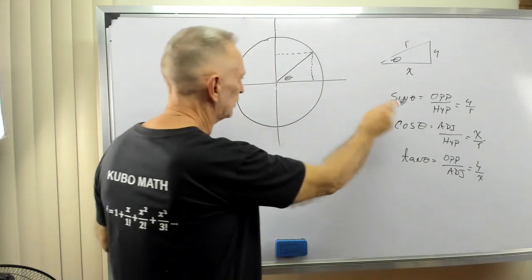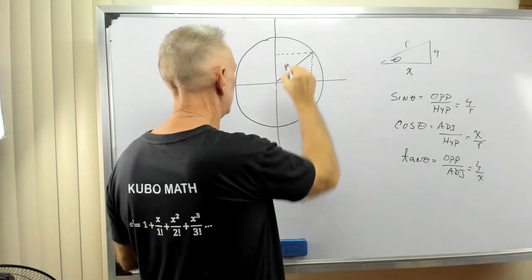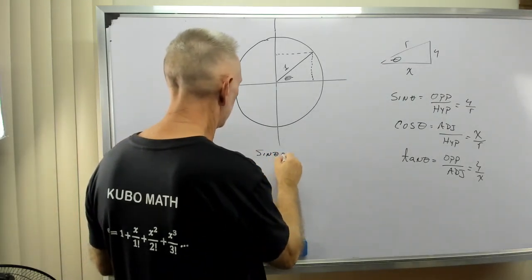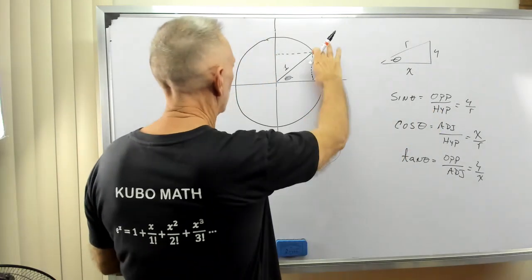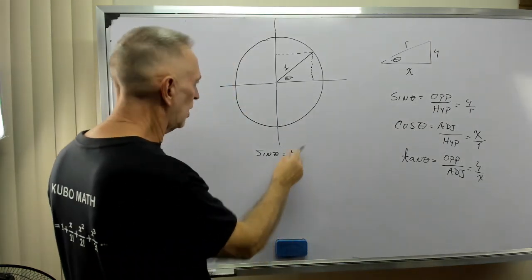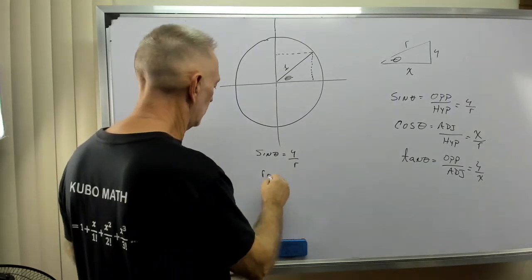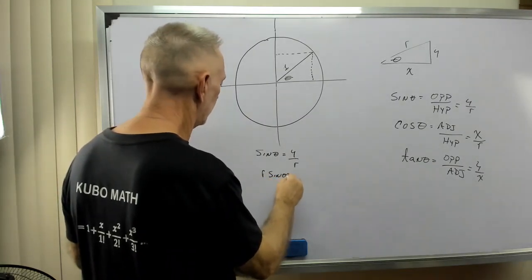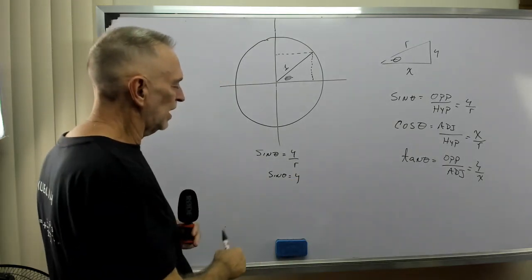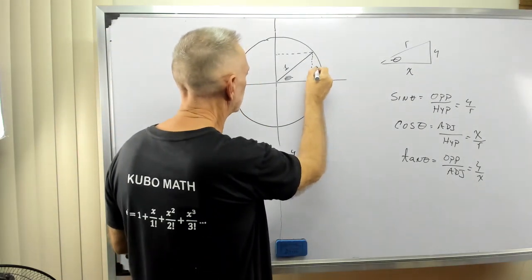Well, if sine of this angle is the opposite over hypotenuse, recall this radius is 1. So what does this mean? Sine theta equals y over r, or if I'm solving it for that height, I multiply both sides by r: r times sine theta equals y. Well, if r is 1, it's 1 times sine theta equals y. So on a unit circle, this height is known as sine theta.